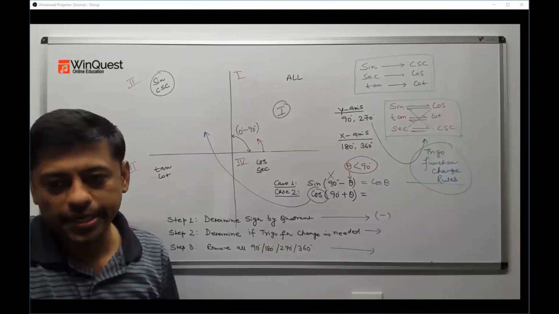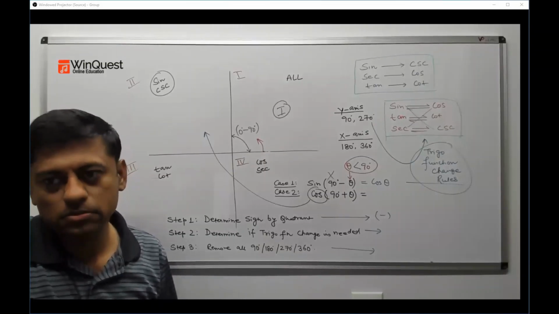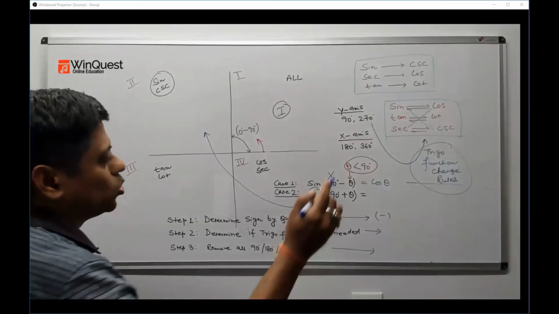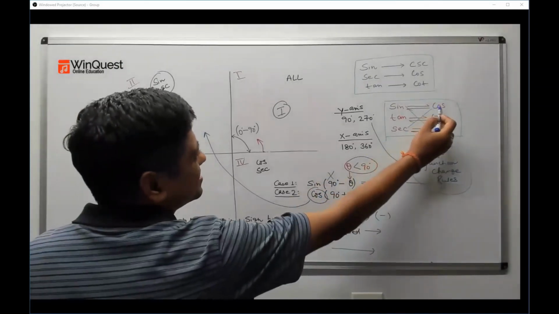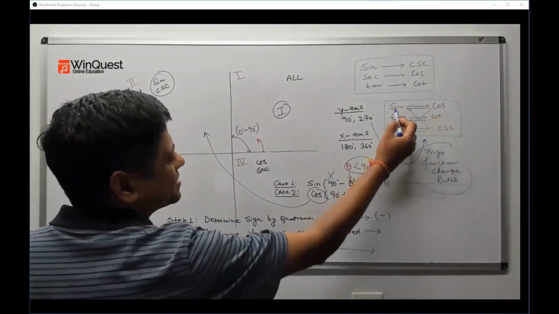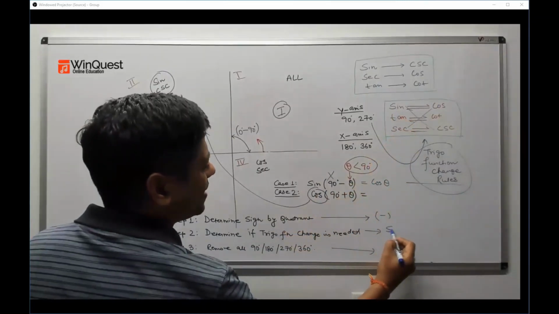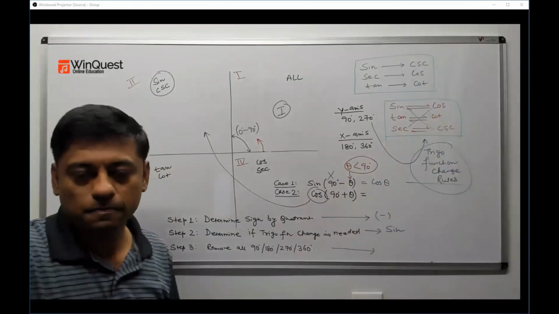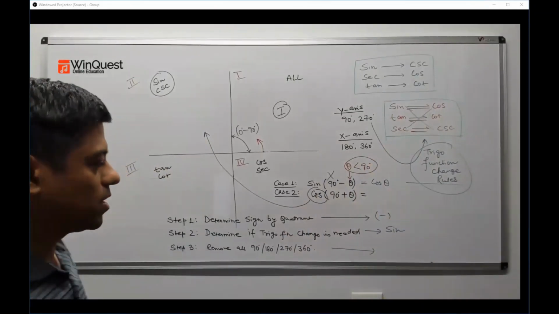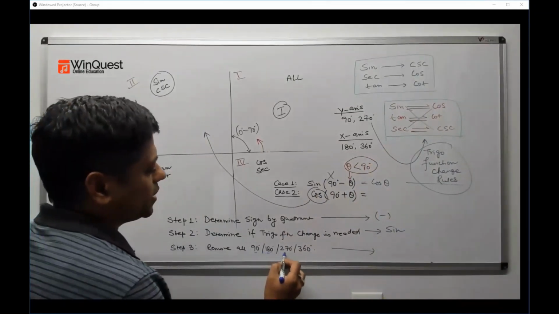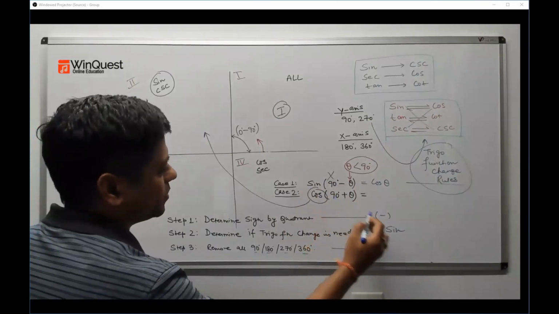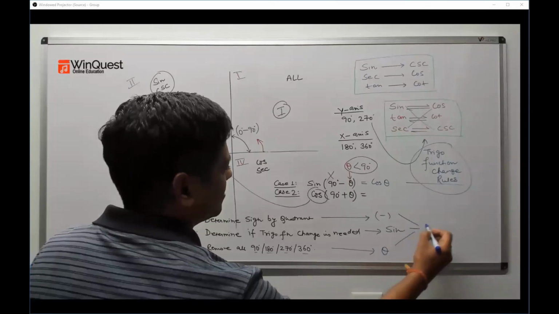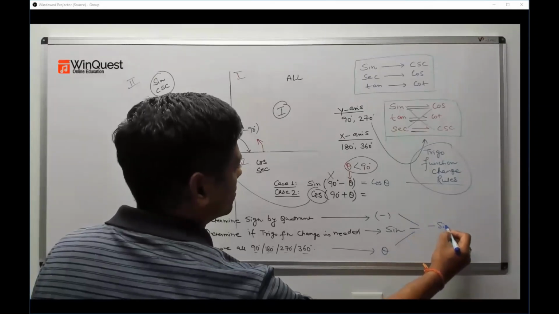Is a trigo function change needed? It's needed because it's a 90 degree y-axis angle. The rule said yes, cos will come back as sine. So will it become a sine? Yes. Remove all 90, 180, 270, 360 degree. I am left with theta. So in total, does it become minus sine theta or not?